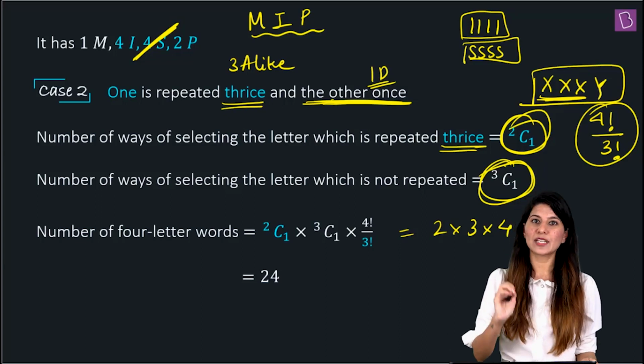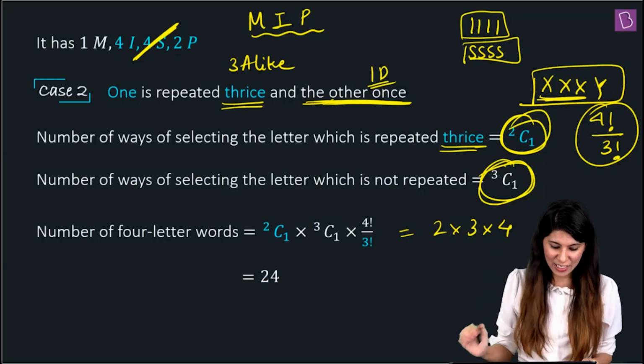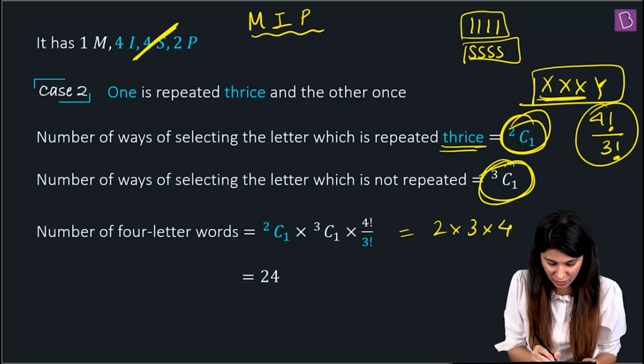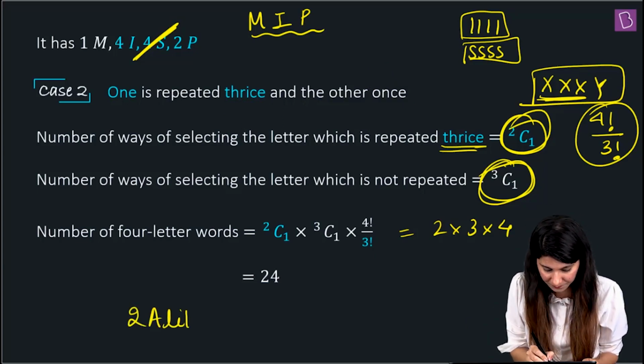Now let's think about case 3, again systematically. In case 2, three alike letters were there. So why not make it two alike?